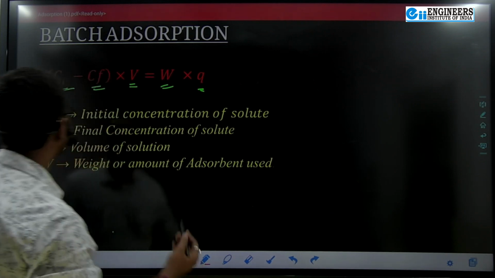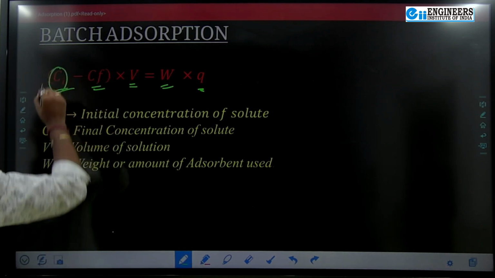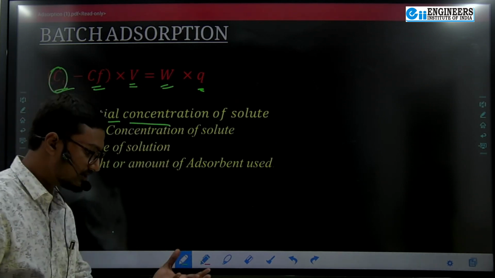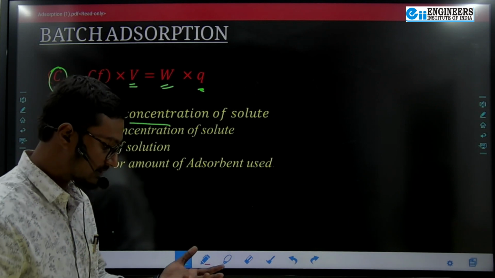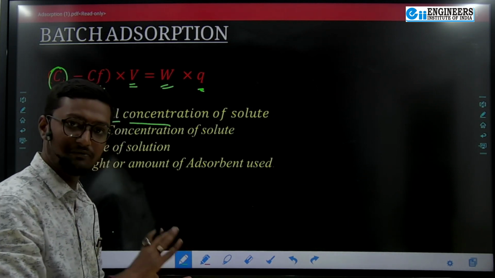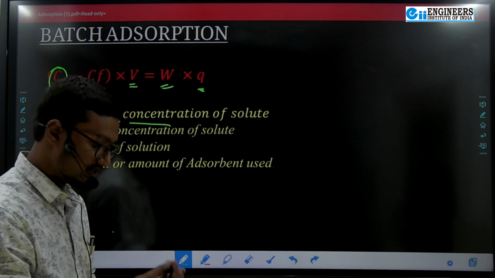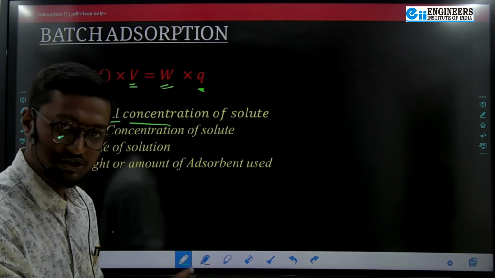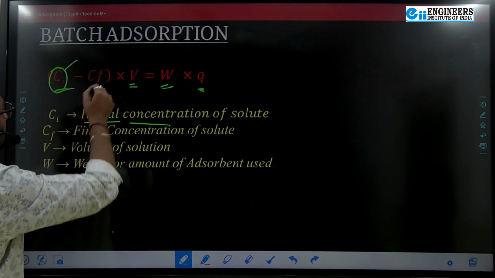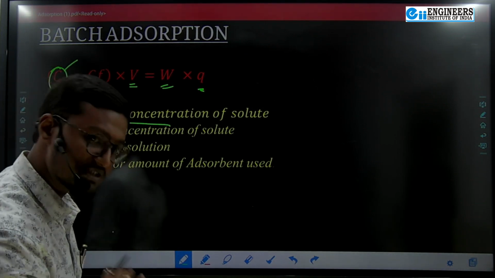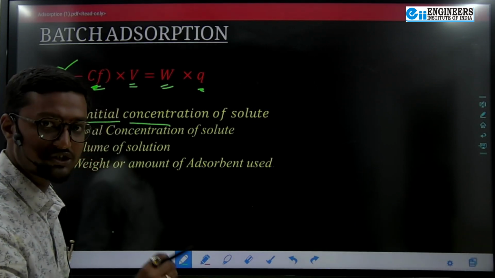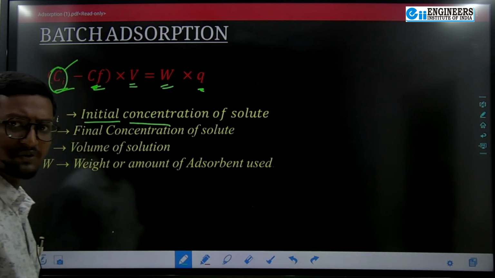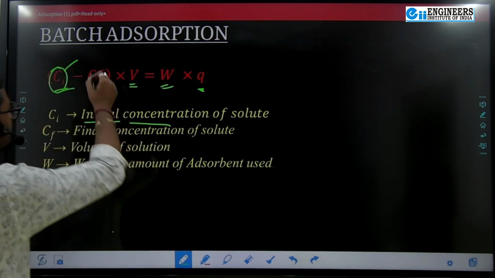Now let me explain all the terms. Ci is the initial concentration of the solute present in the mixture. Suppose we are taking a beaker, the same example again, and preparing a color and water solution. The initial concentration of the color in the color-water solution will be our Ci. What is Cf? Once our adsorption is finished, the final concentration of the solute, in this case the color present in the color-water solution, is our Cf.